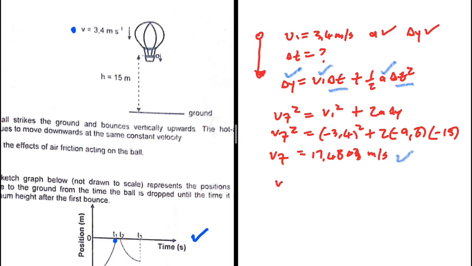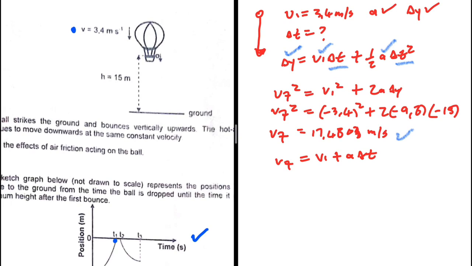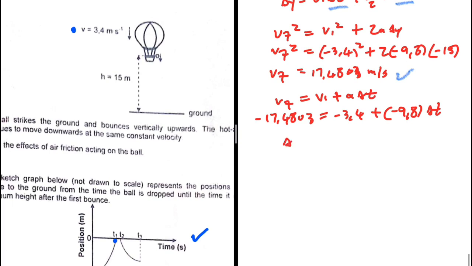Now that I have vf, I'm going to say vi is equals to vf, not vi. Vf is equals to vi plus a delta t. So there we go. Vf is minus 17.4803. It is on its way downwards at that instant. And then vi minus 3.4. Acceleration minus 9.8 delta t. So delta t will be equals to minus 17.4803 plus 3.4, everything divided by minus 9.8.